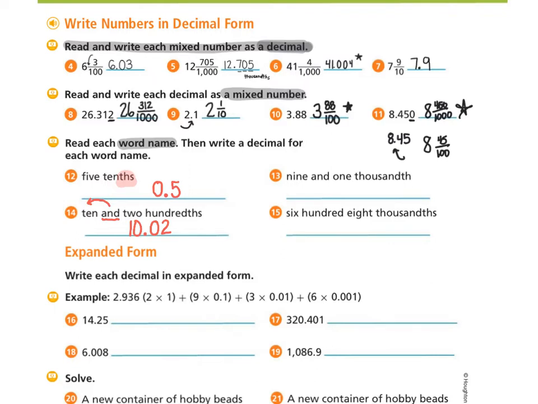Number 13 should be 9. I have nothing in the tenths, nothing in the hundredths, 1 in thousandths. Number 16 should be 6. Nothing in the tenths, nothing in the hundredths, 8 in my thousandths.